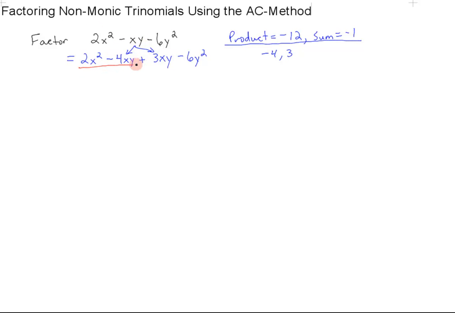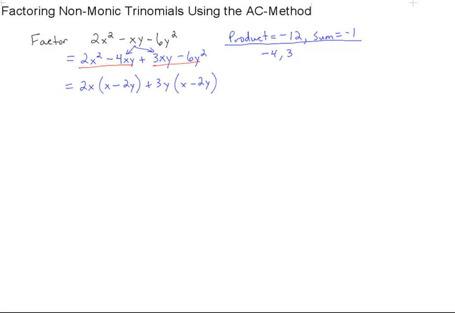Now we factor by grouping. So grouping the first two terms, you can pull out a 2x, and you're left with x minus 2y. And the last two terms, you can factor out a positive 3y, and you're left with x minus 2y.